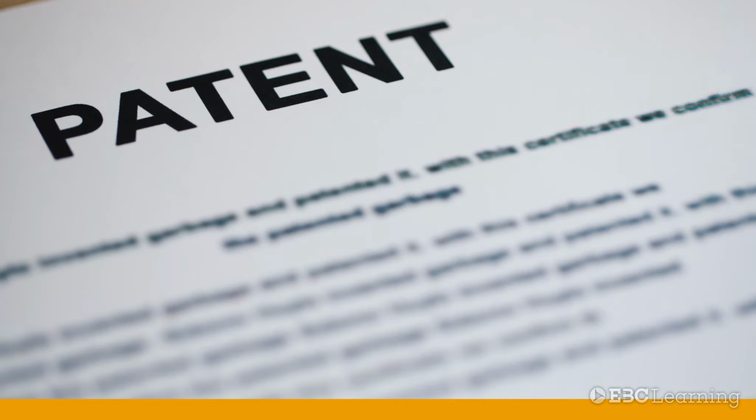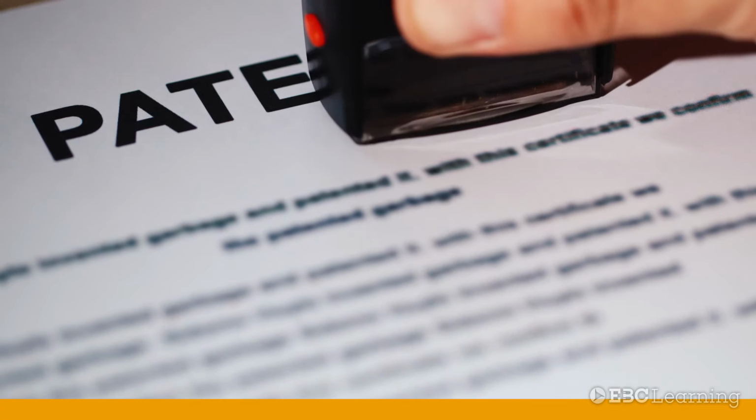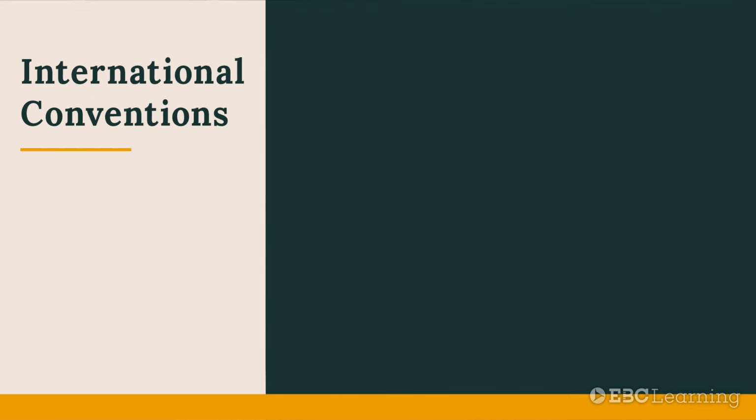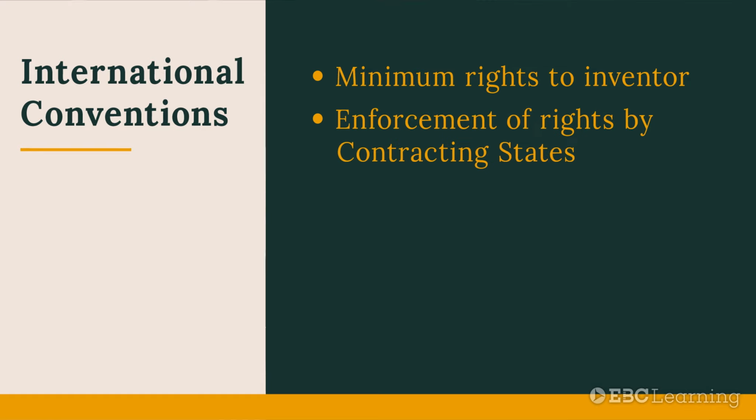Say an inventor patents his invention under the Indian patent law. There are international conventions that ensure minimum rights to the inventor and provide for enforcement of these rights by the contracting states. So it becomes essential to understand the national as well as international dimensions of IP.